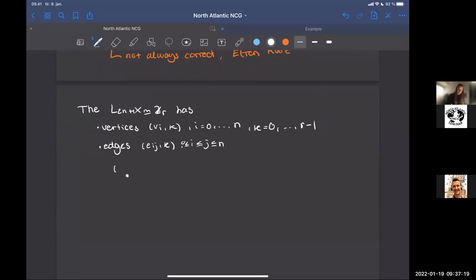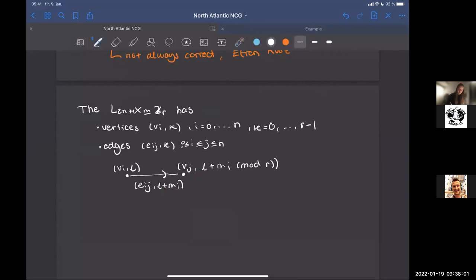So if we have a vertex V_{I,L}, then there exists an edge to the vertex where you take V_J (J can also be the same as I), and then you add M_I to L, calculated modulo R. And this edge will be E_{IJ}, comma L plus M_I. So you indicate here the number where the edge ends.